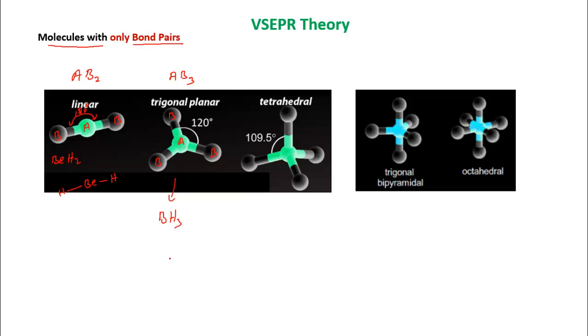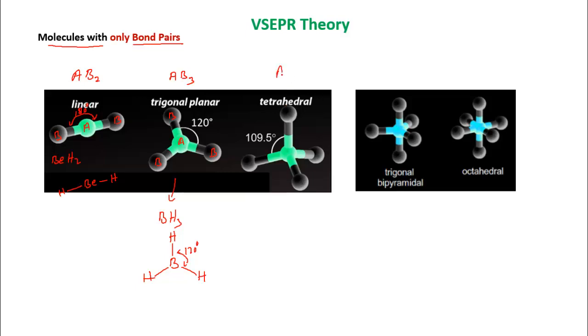BH3. So here the boron has three electrons in the valence shell, and this boron forms three bonds with three hydrogen atoms, three covalent bonds are there, and the molecule is trigonal planar in shape because boron does not have any lone pair around it. It only has three bond pairs. This is the first bond pair, second bond pair, third bond pair, and the bond angle here is 120 degrees in case of boron trihydride.